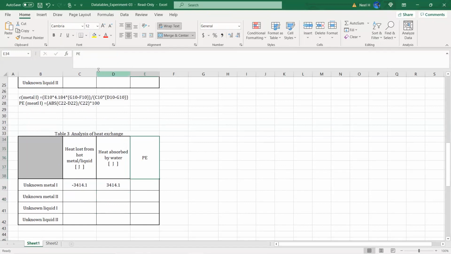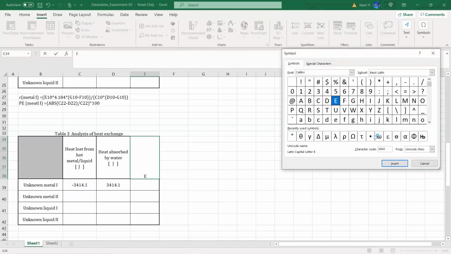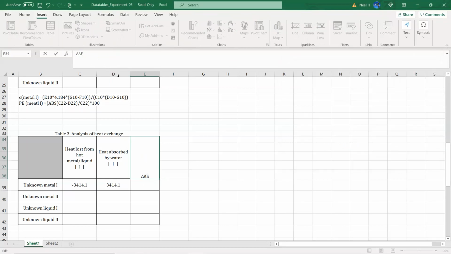Instead of checking the PE, we'll check delta E, which means the energy change. So we should get 0, okay? Instead of PE, we'll check the delta E. This should be the symbol delta. The symbol delta represents the change. Please change that into delta. And then we'll take a look at what the delta is. We know that if our assumption is correct, the net heat change should be 0. So we will get exactly that number here.